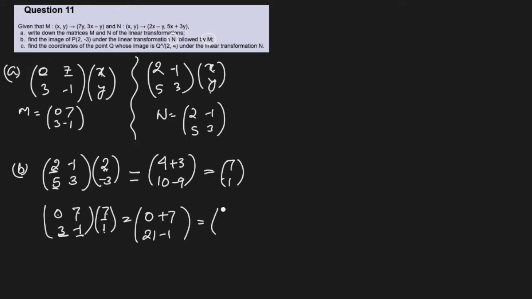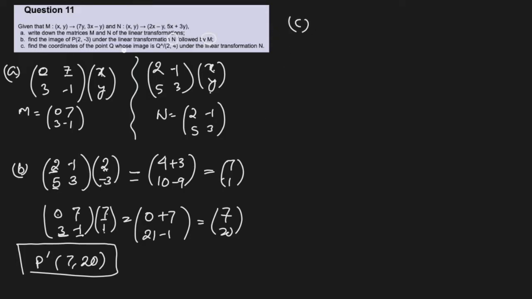So (7, 20). So the point, what is the question? Question is find the image of the point under the linear transformation. So point P prime will be (7, 20). This is the answer. B part. C part.